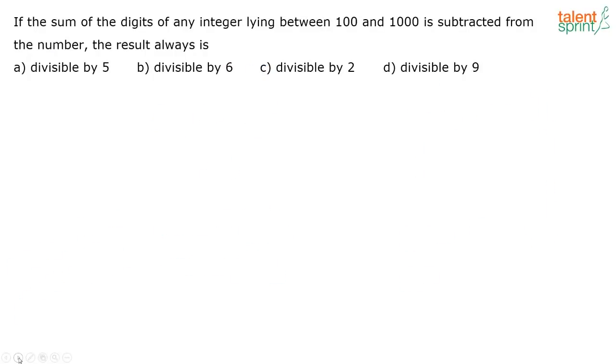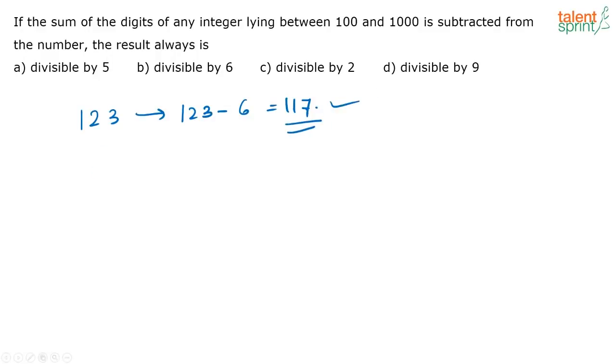Next question. If the sum of the digits of any integer lying between 100 and 1000 is subtracted from the number, the result is always dash. For such questions, the best way to do it is to take some random numbers and check. Take any number. Let's take 123. So 123 minus 6, because the sum of the digits is 1 plus 2 plus 3, that is 6. So 123 minus 6 will give me 117. Now 1 plus 1 plus 7 is 9, so this 117 is divisible by 9.